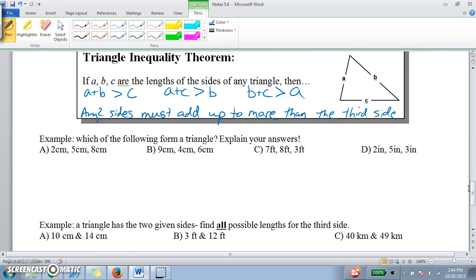So, which of the following could form a triangle? Explain your answers. So we just have to check to see if all of the combinations work. Is 2 plus 5 greater than 8? Well, 2 plus 5 is 7, which is not greater than 8, so automatically this one doesn't work.